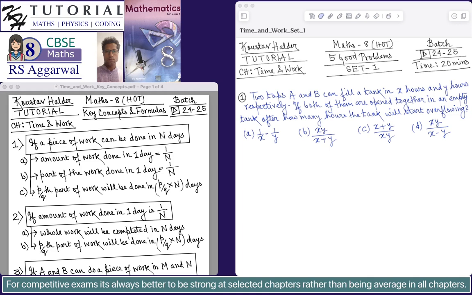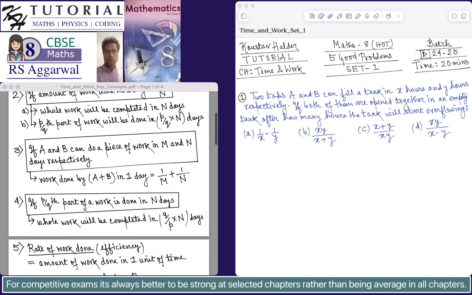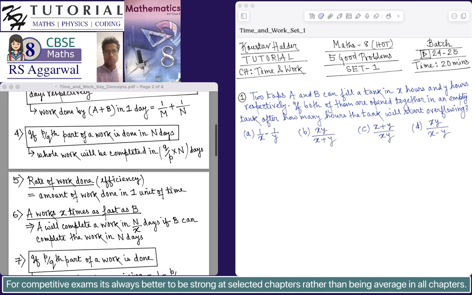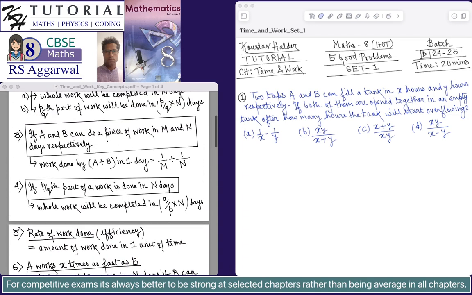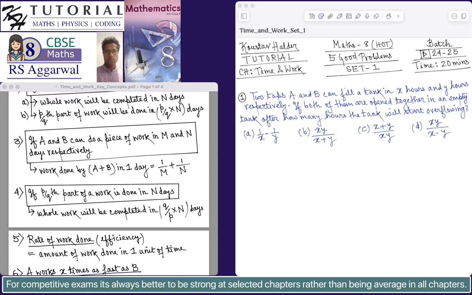Now, I will quickly scroll down to the concept number that I will apply. Okay, so from the fact that two taps A and B can fill a tank in X hours and Y hours respectively, I can say that the work done by A plus B, that is when both the taps A and B are working together, work done by A plus B in 1 hour will be equal to 1 by X plus 1 by Y.